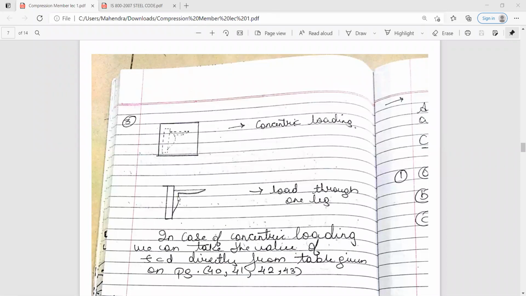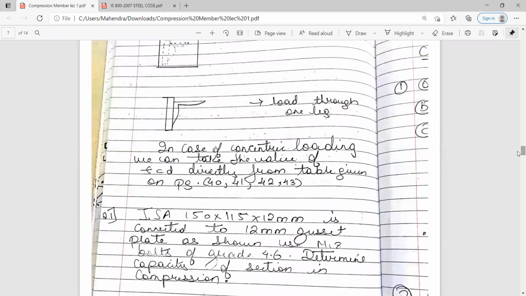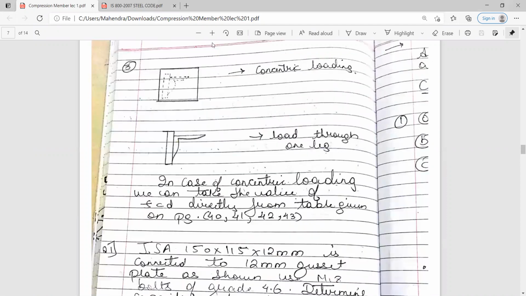And suppose this case is there, that is, load through one leg. If it is concentric loading, you can take the values directly of FCD. FCD is nothing but the design compressive strength. So you can take the values of design compressive strength directly from the IS code. So just draw this diagram for the third type and note down that it is a concentric loading. So here we have completed all the formulas for the compressive strength, how to calculate the compressive strength of the compression member. Now we shall proceed to the problems.